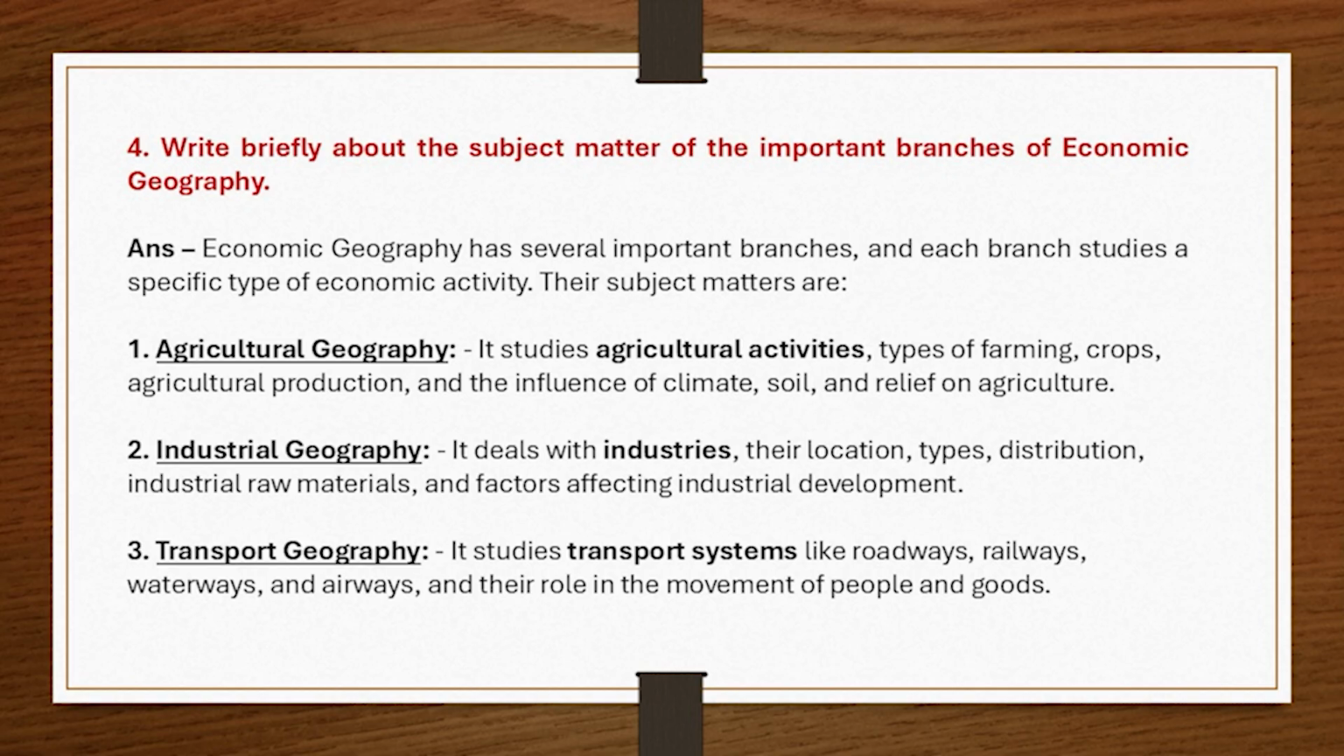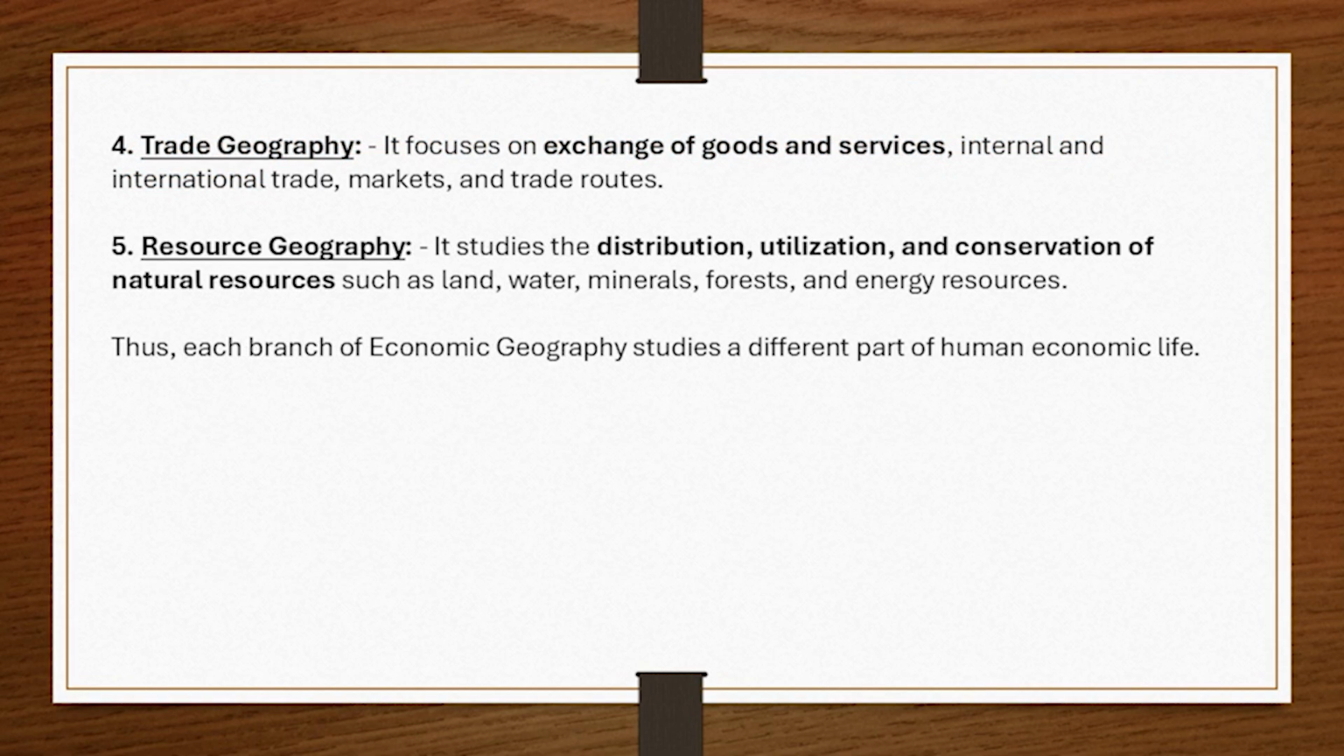2. Industrial Geography. It deals with industries, their location, types, distribution, industrial raw materials, and factors affecting industrial development. 3. Transport Geography. It studies transport systems like roadways, railways, waterways, and airways, and their role in the movement of people and goods. 4. Trade Geography. It focuses on exchange of goods and services, internal and international trade, markets, and trade routes.